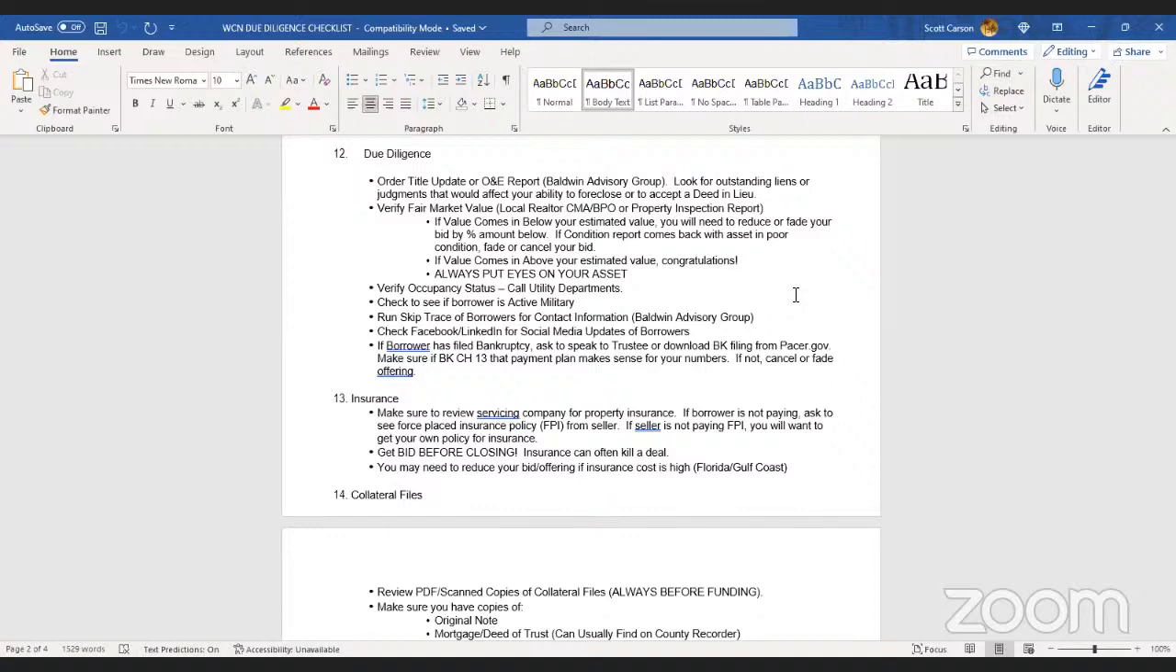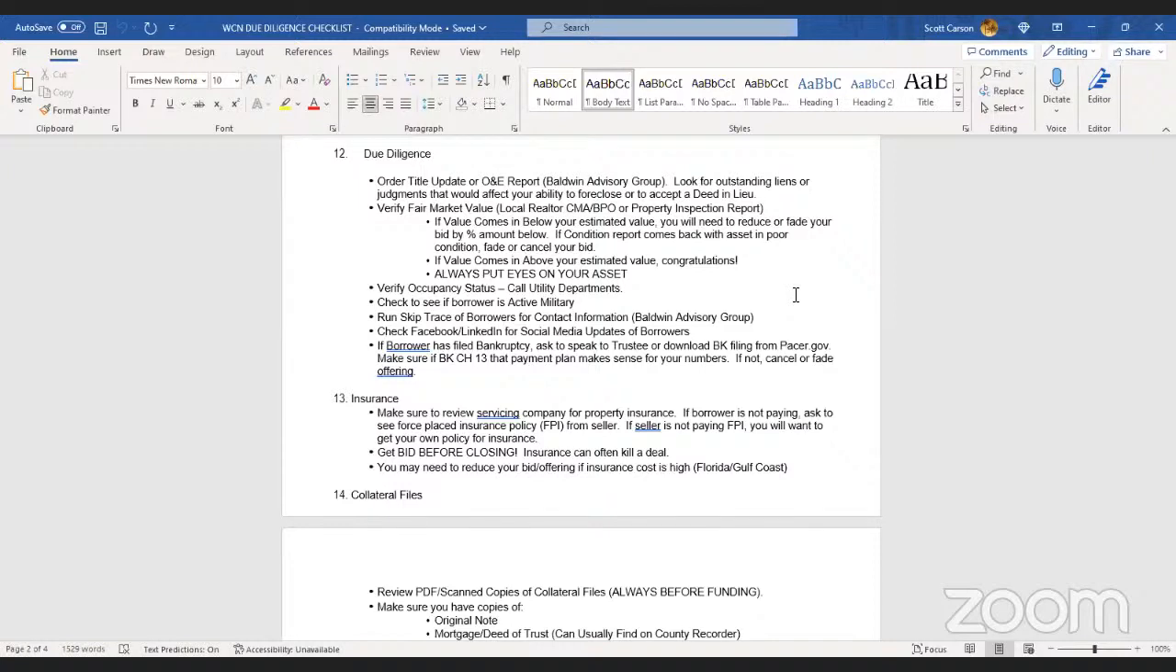If the borrower has filed bankruptcy and it's listed on the spreadsheet, ask to actually speak to the trustee who's representing the seller, or download the BK filing from pacer.gov. Make sure if it's a BK Chapter 13 that the payment plan makes sense for your number. Sometimes sellers will not show up to the trustee or the bankruptcy filing, and the court will approve a bankruptcy plan that doesn't make any sense for you. And you can get stuck buying a note you think will be one payment, but now you've got this bankruptcy payment that just doesn't make any sense. So be careful about that.